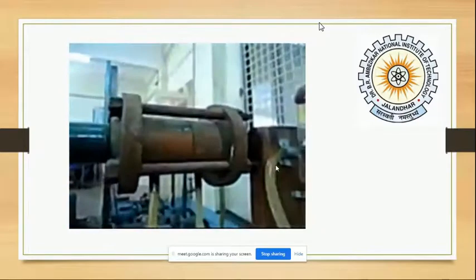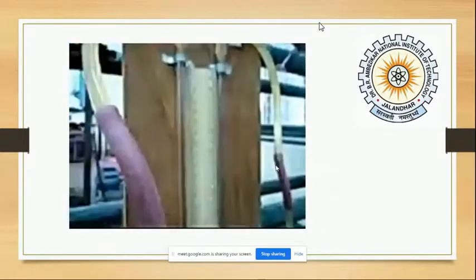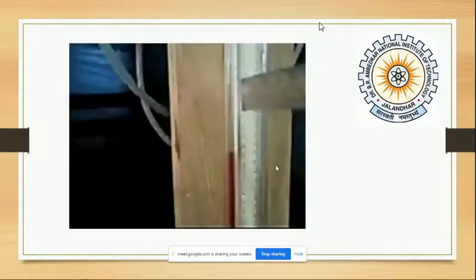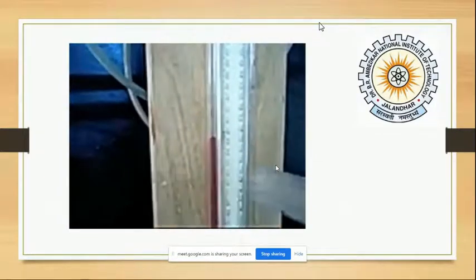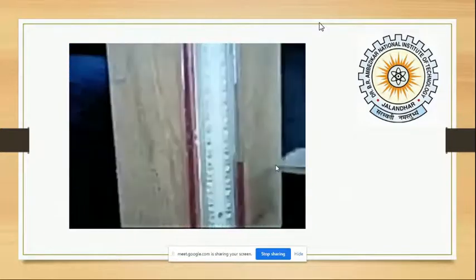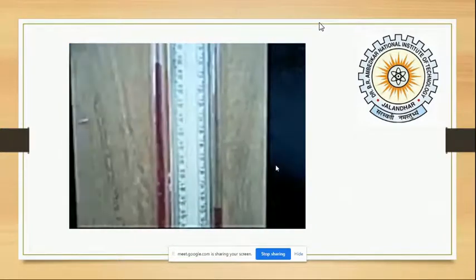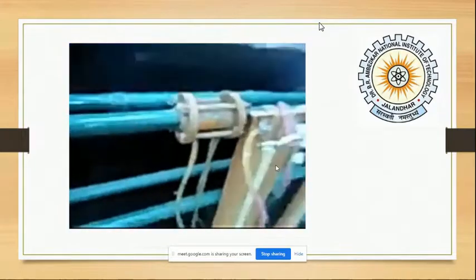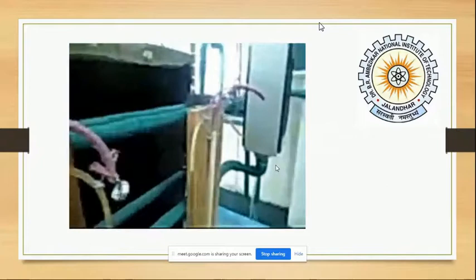This is the upstream section having higher pressure. This is the downstream section with lower pressure. And the difference in readings gives the value of the pressure drop. And we continue the same steps at a higher flow rate. For a higher flow rate, we can also use mercury.